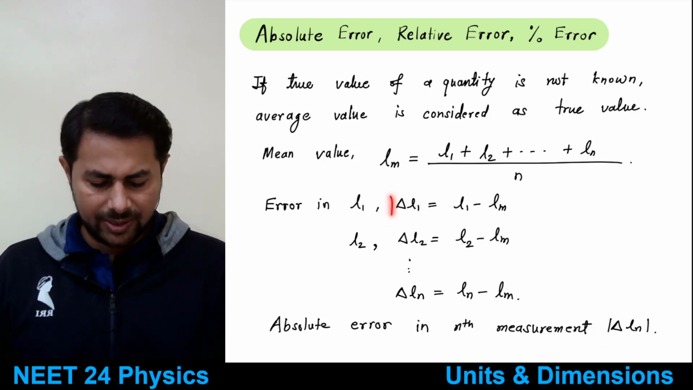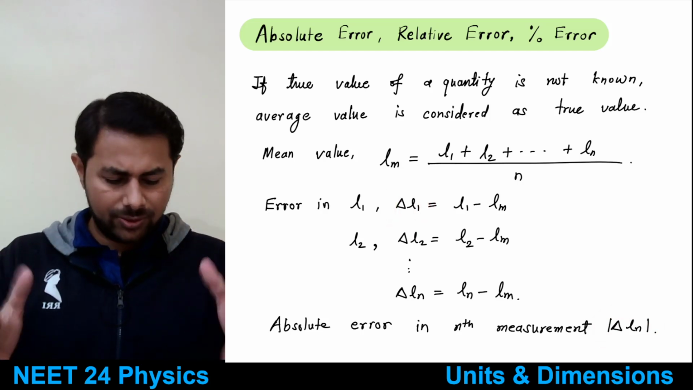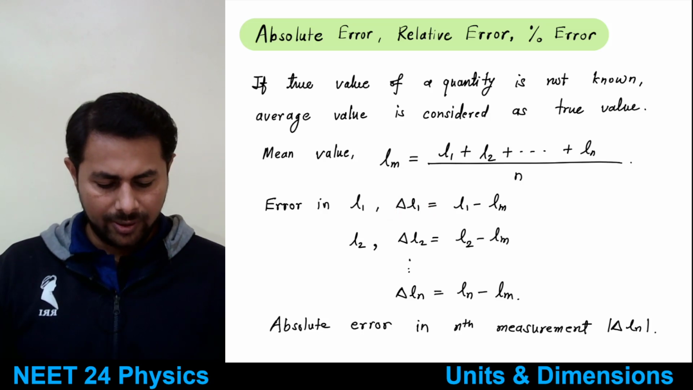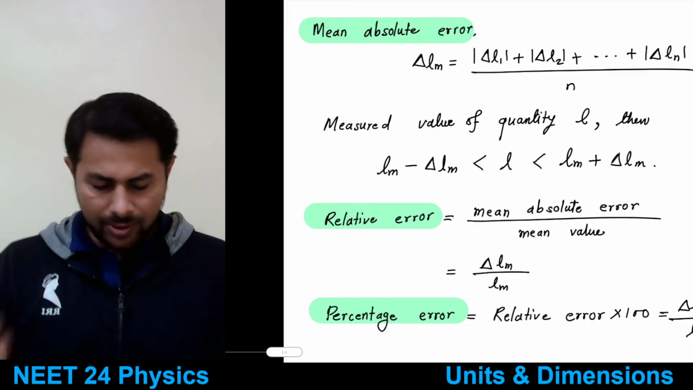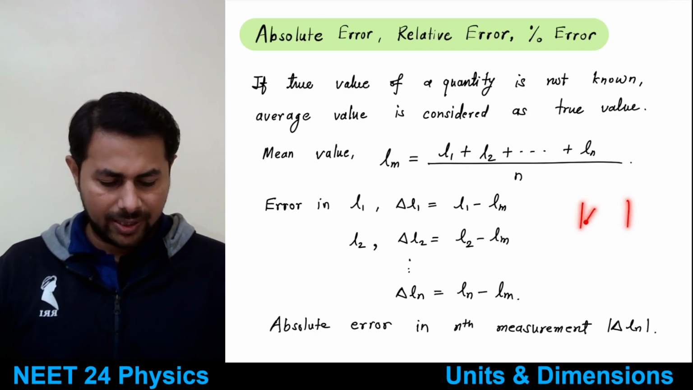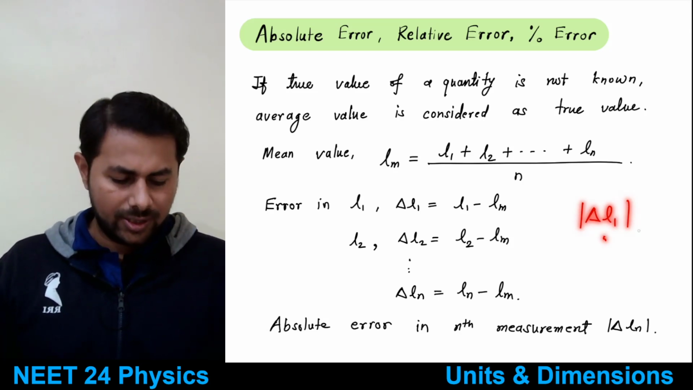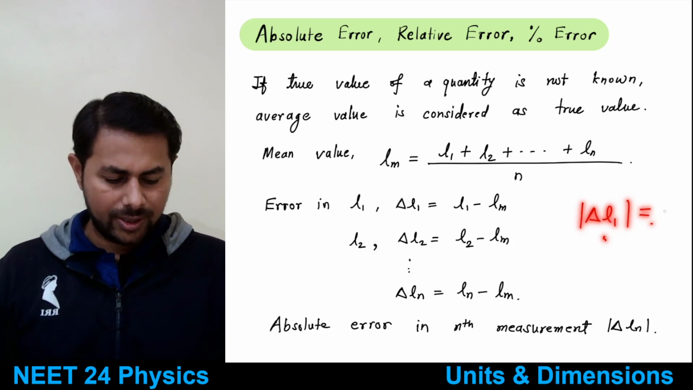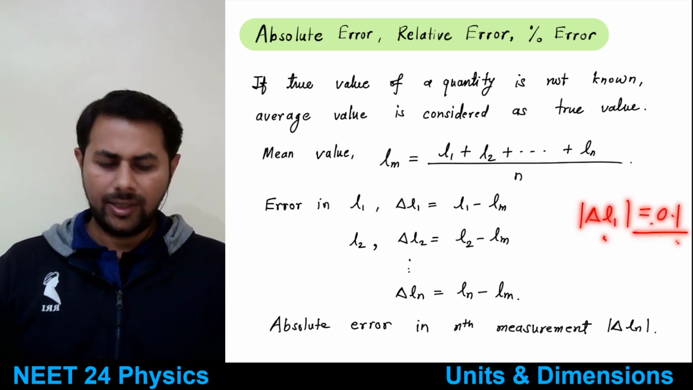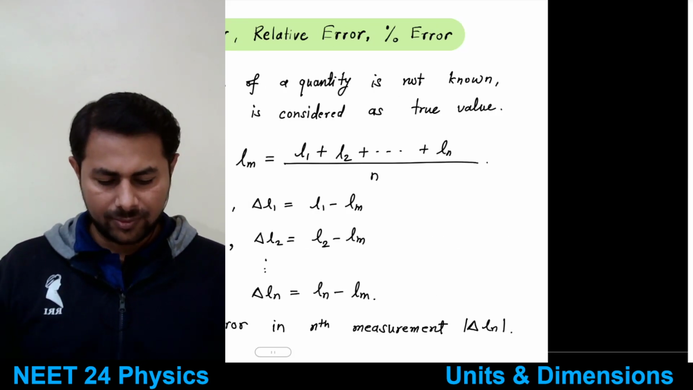Okay, it will be represented by this absolute value symbol, 2 lines. What does that mean? Even if the error is negative, suppose delta L1 is minus 0.1, still the answer of this thing would be what? It's 0.1. So we get rid of the negative sign.